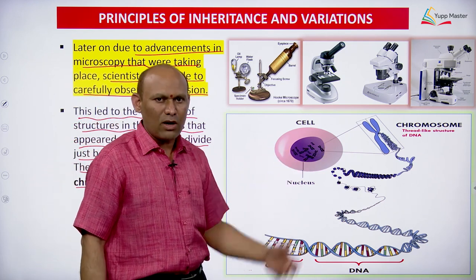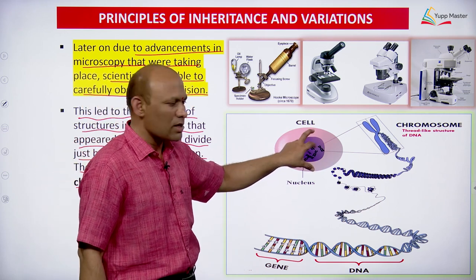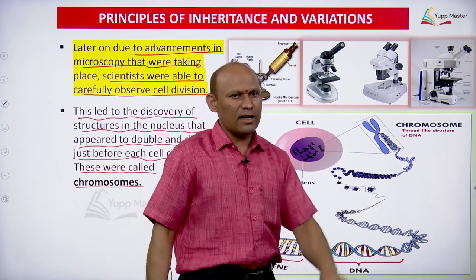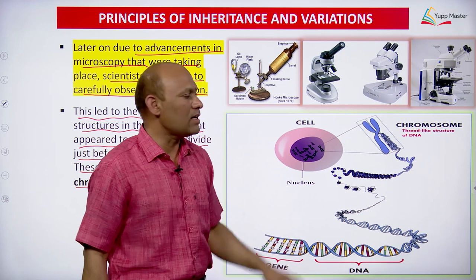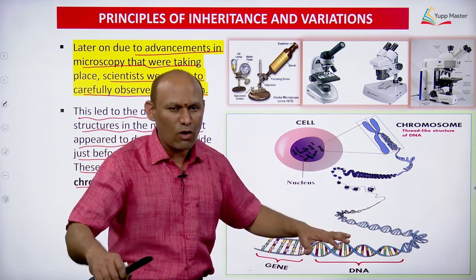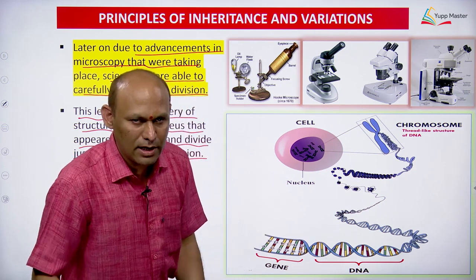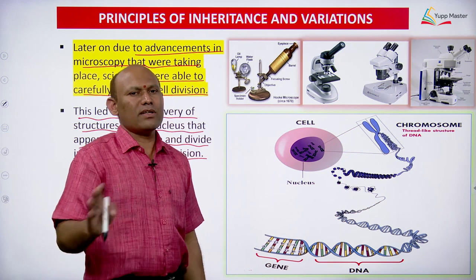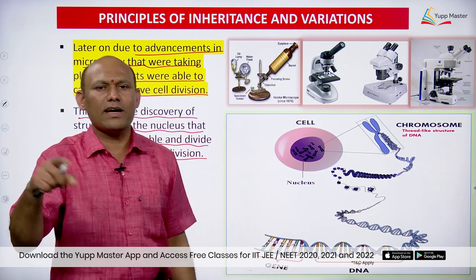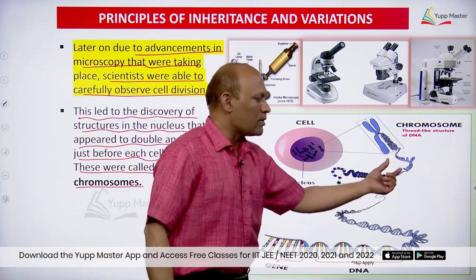They observed some colored structures inside the nucleus of the cell. One colored structure, the chromosome, I have brought outside the nucleus so that you can clearly see. Chromosomes are formed only during cell division. Whenever the cell is not undergoing division, instead of chromosomes you find chromatin material, which is also made up of DNA. So chromosome is made up of DNA.